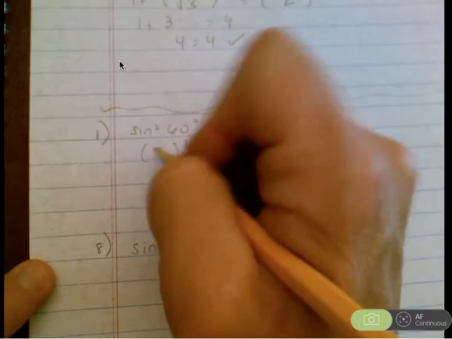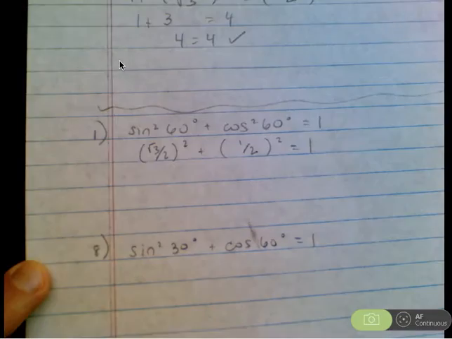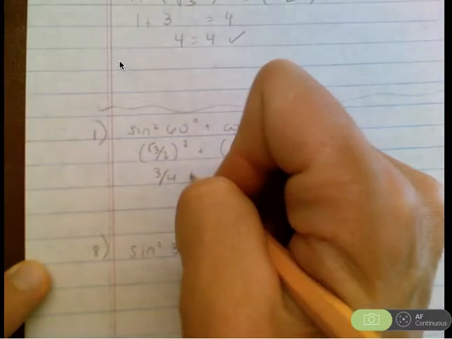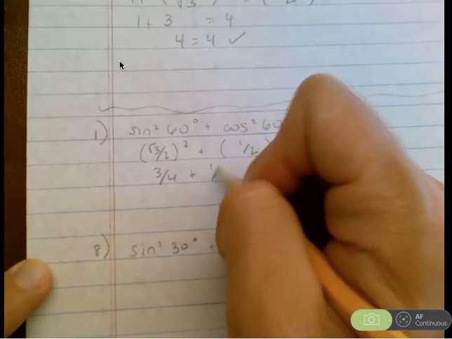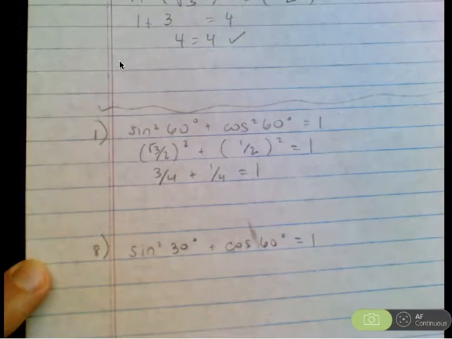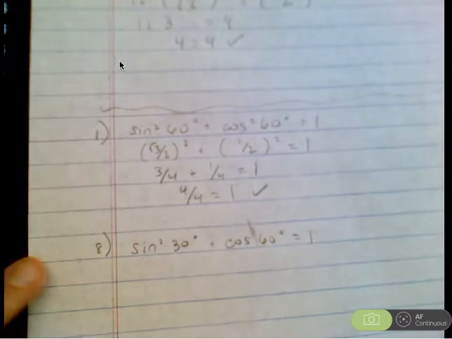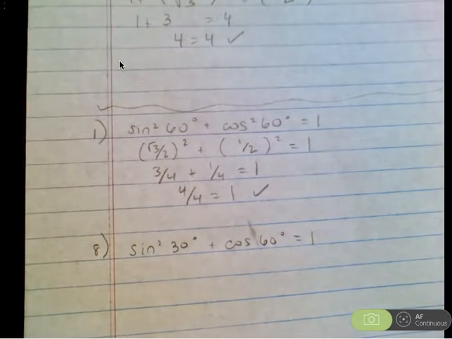So the sine of 60 is root 3 over 2. The cosine of 60 is 1/2. If we square root 3 over 2, we get 3 over 4. Plus, if we square 1/2, we get 1/4. 3/4 plus 1/4 is 4/4, which equals 1, so we're in good shape.